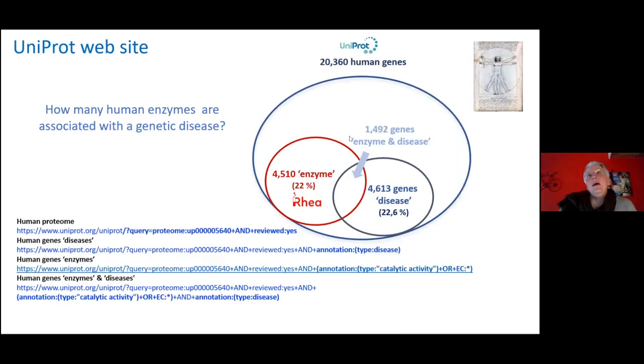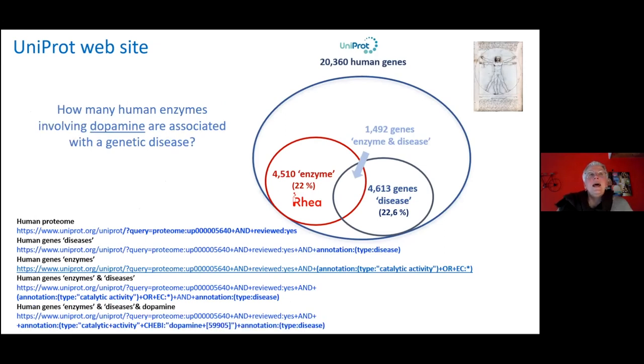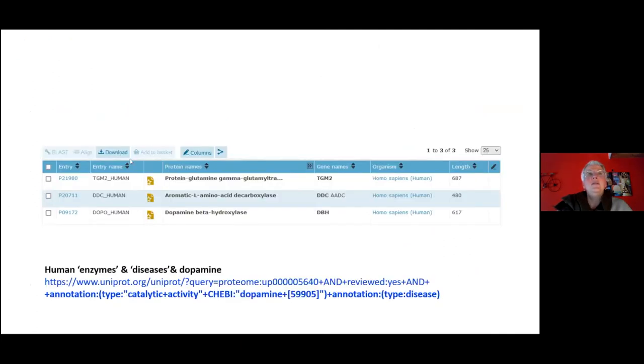And then if you mix both queries, you will find at the end about 1,400 genes or enzymes which are involved in genetic disease. And if you add dopamine in your query, you get the three genes I mentioned before, which are involved in a genetic disease and which are metabolizing dopamine.